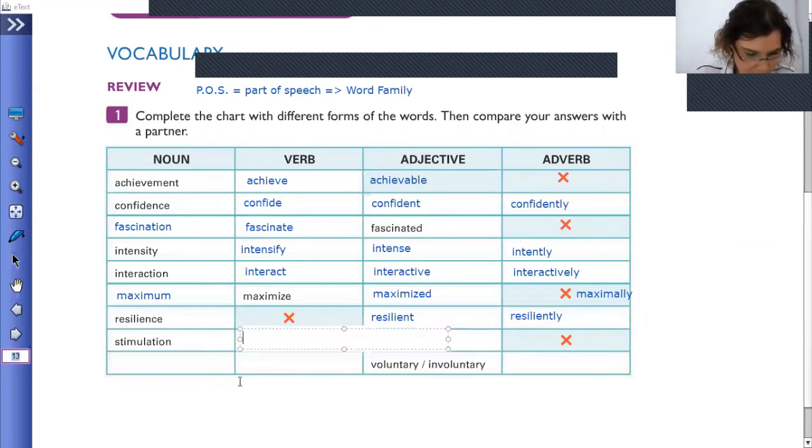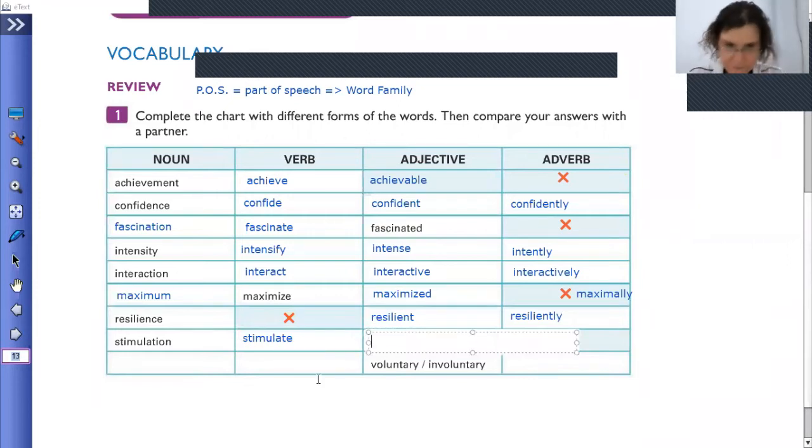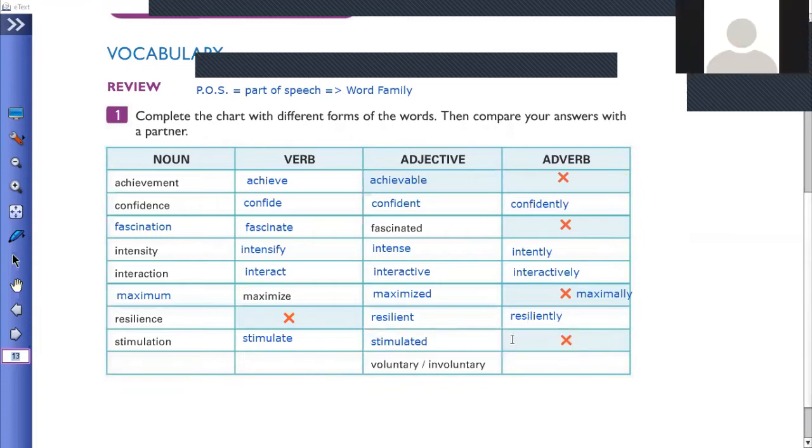Stimulation. Okay, I want to ask Michaela Grace. Yes. Stimulation, the verb? Stimulate. Yeah, stimulate. What about the adjective? Stimulated. Yeah. Guys, you can just Google it. Yeah, it's all there. Oh, awesome. Thank you very much.